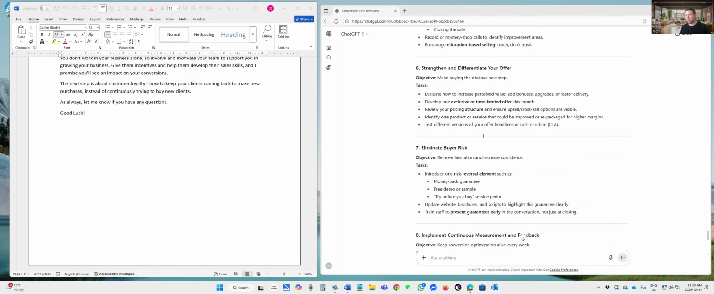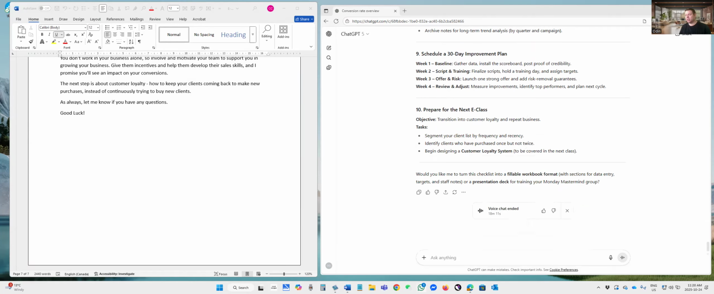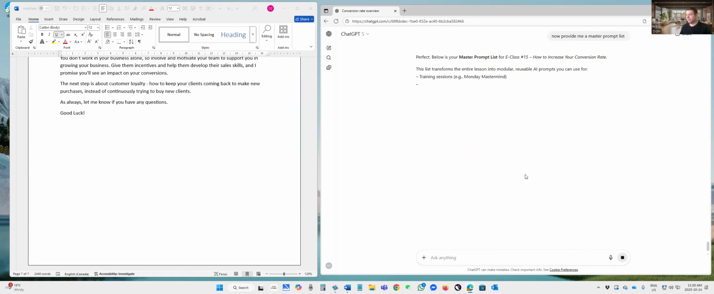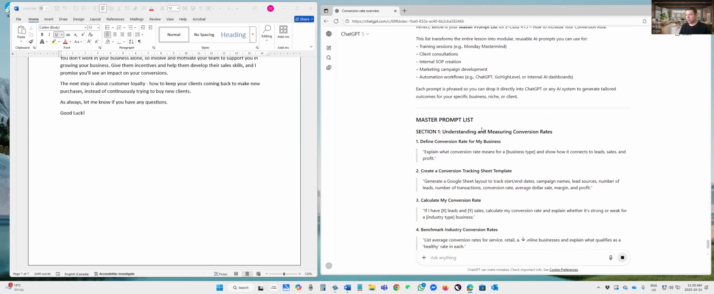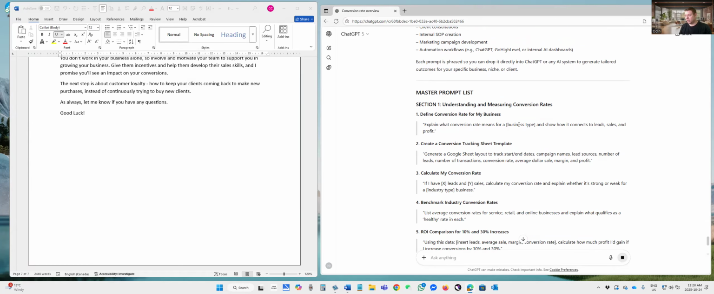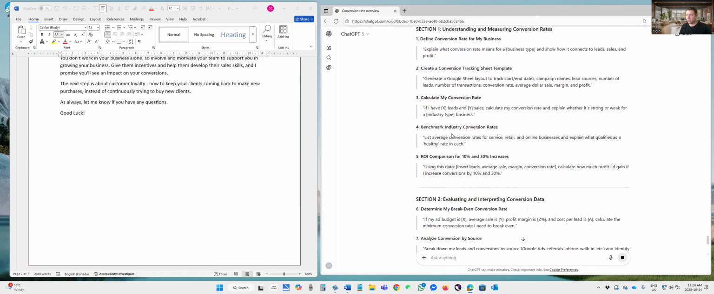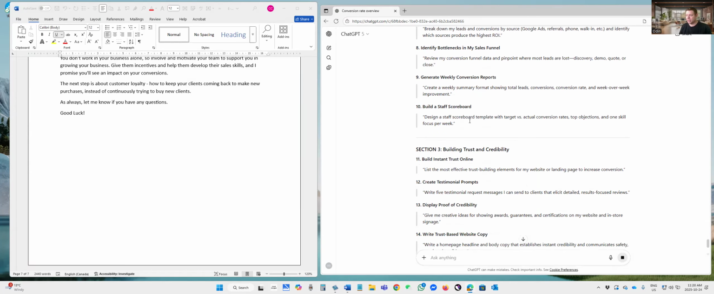So that's pretty good. That's a great to-do list. It's telling me everything that I need to do. So now what I'm going to do is say, now provide me a master prompt list. And it does exactly that. So here's a master prompt list. So measurable, so explain what conversion rates means for business type and how to connect, and so on. So it's just really giving you some really great ideas.